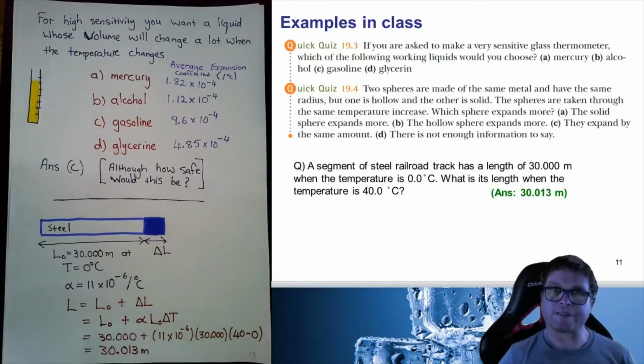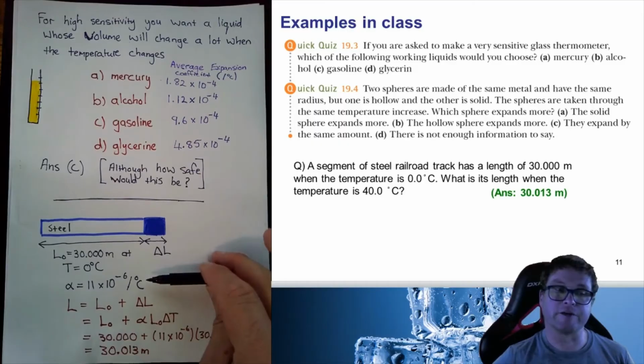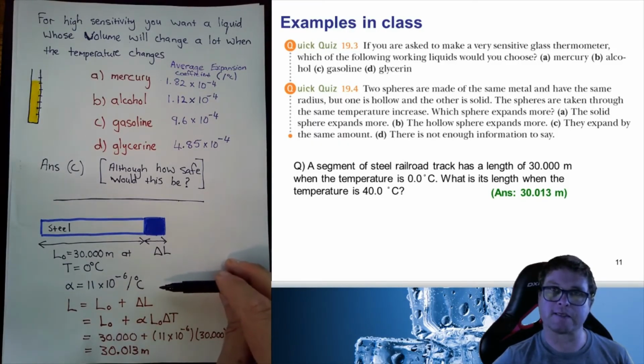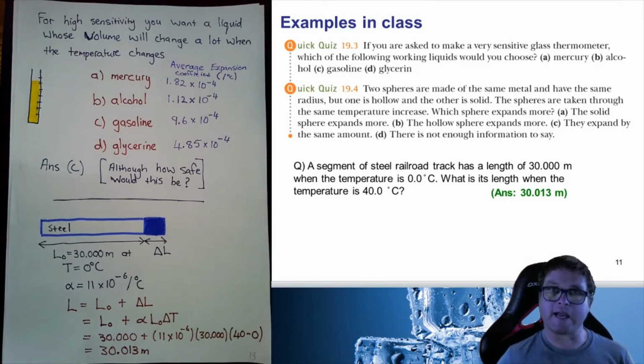You may have noticed that in solving this problem, I worked in degrees Celsius and not in Kelvin. The reason for that is because the linear coefficient of expansion that I used was given in per degrees Celsius. Having said that, whenever you have a change in temperature, a delta T, you can either use Kelvin or degrees Celsius, because if the temperature changes by, say, 5 degrees Celsius, it also changes by 5 Kelvin.